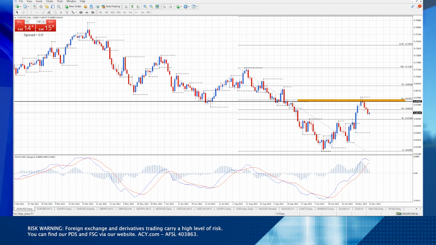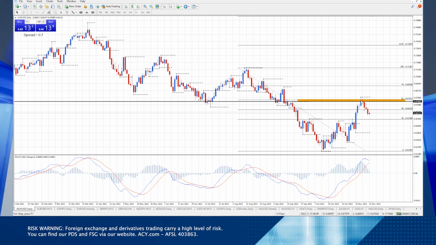So this is the Aussie against the US dollar. Now, if we have a look, we can see that price had a Fibonacci retracement level on the daily, right in line with this 62% Fibonacci retracement level. It was also coinciding with the longer term downtrend and in line with daily and weekly resistance levels. So that there, we're looking for a failure underneath.